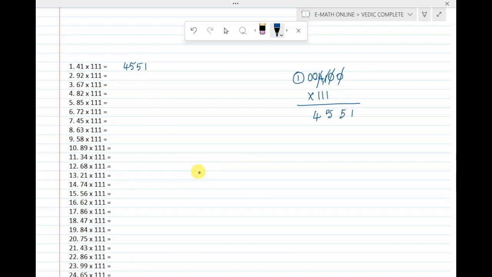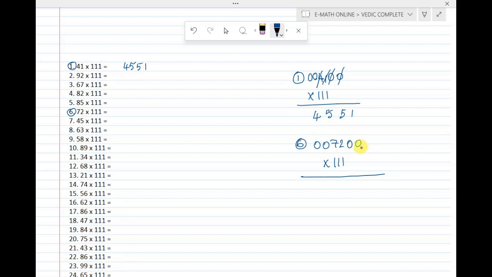Hope you understand this technique. Let's move to problem number 6: 72 multiplied with 111. So we will use the double knot sandwich rule. We will take the last 3 digits at a time and sum all the digits, and the result will be our answer.